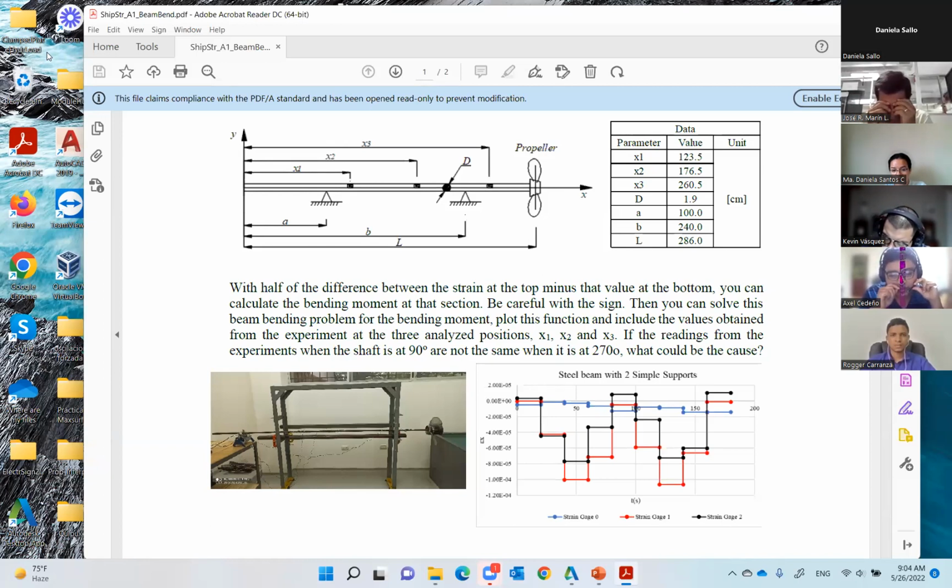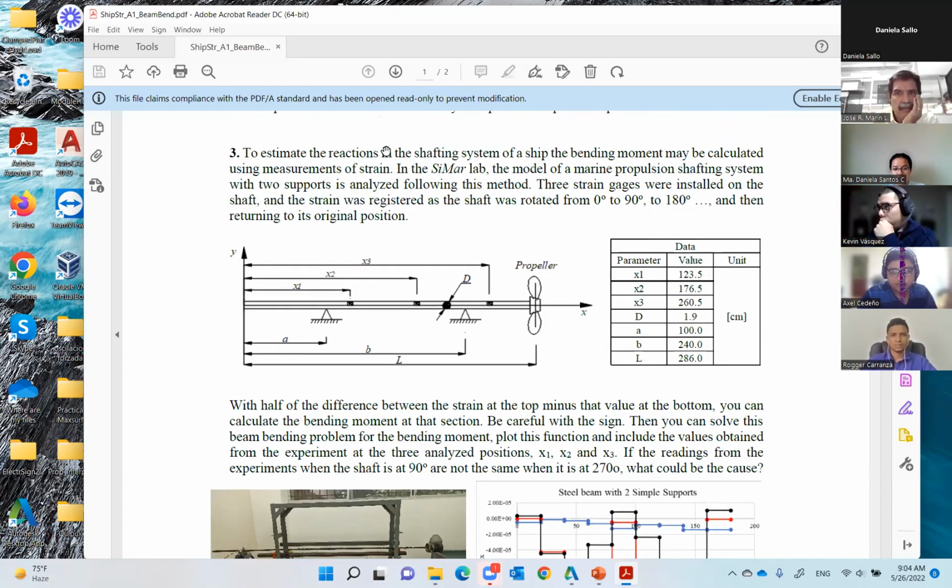In this exercise, we have to consider the weight of the shaft, right? Yeah, you have to include it. And what is the material of the shaft? Is it steel? Steel, yes. It doesn't say it here. That's an error from the assistants, because they have to catch those errors. Yes, it's a steel shaft.